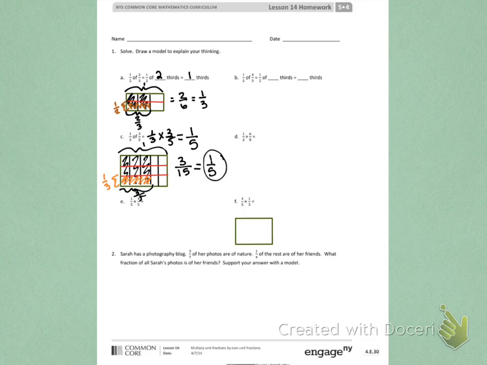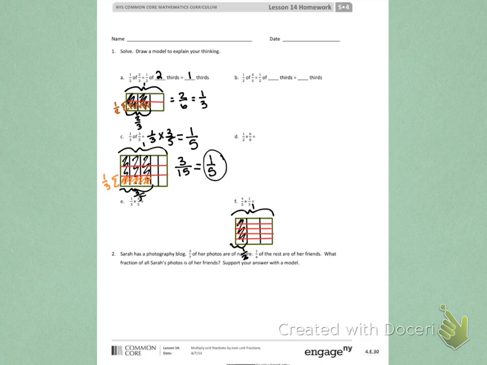So I'm going to take my one whole and divide it into 3 pieces. So again, this is my one whole. And here is 1/3 of that. 1/3. And I want to do 4/5 of 1/3. So I need to break this into 5 pieces. 1, 2, 3, 4, and the last one makes 5.